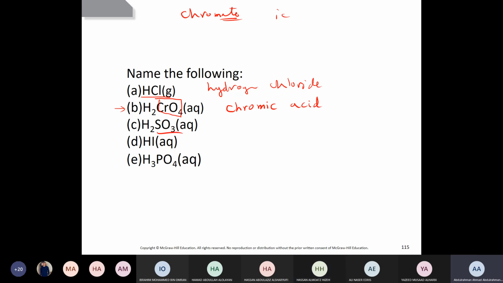What's the name of the SO3 group? Sulfurous acid. What's the name of the SO3 2- group? Sulfite. Sulfite group. So what's the name of this acid? Sulfurous acid. Why did you say sulfurous? Because it is ite. Okay.